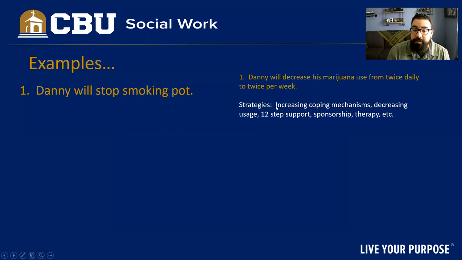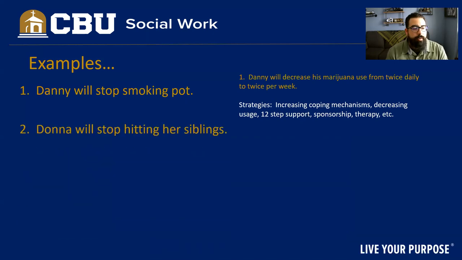Strategies for this that you could list on your treatment plan, and this is all written like a clinician, so let's pay attention to the language here: increasing coping mechanisms, decreasing usage, maybe a 12-step support program, sponsorship, or therapy. These are all things that can be used to address this clinical treatment goal of decreasing marijuana usage for Danny. Let's look at another one.